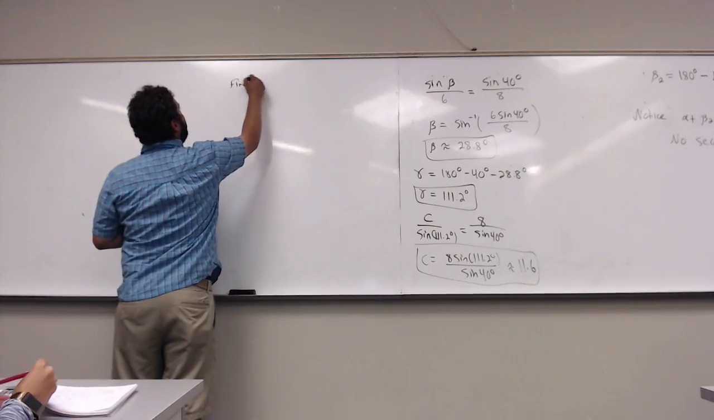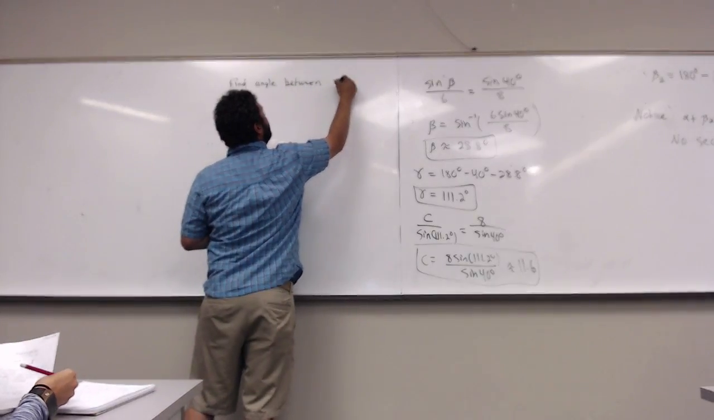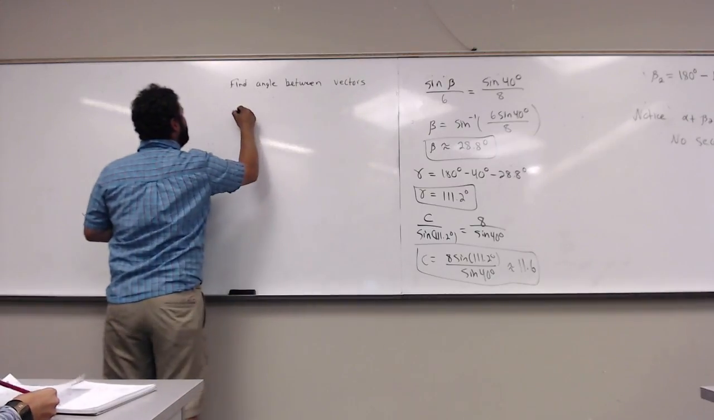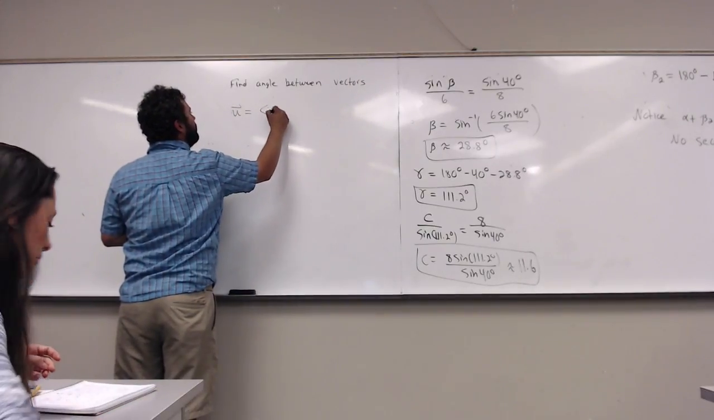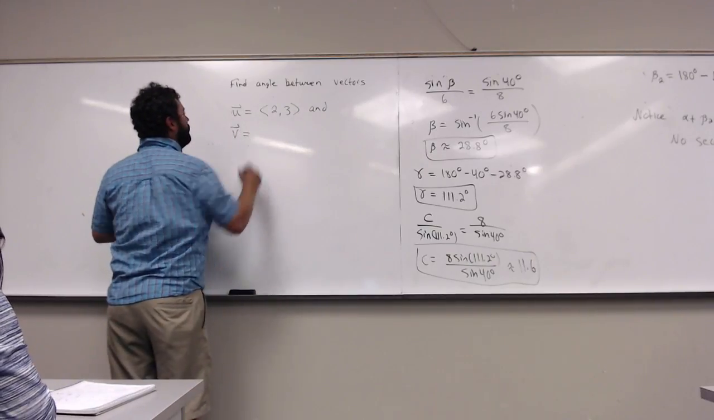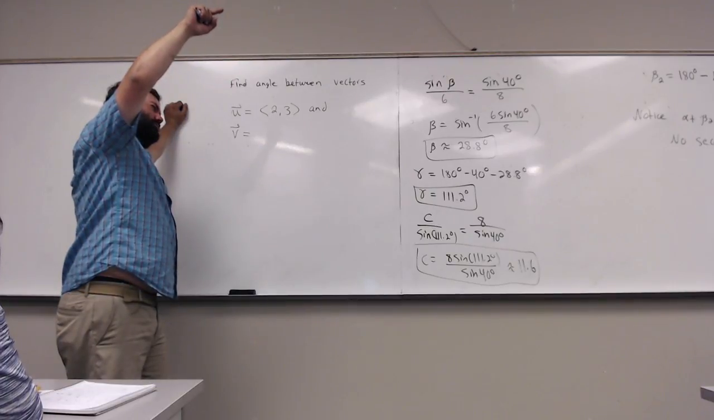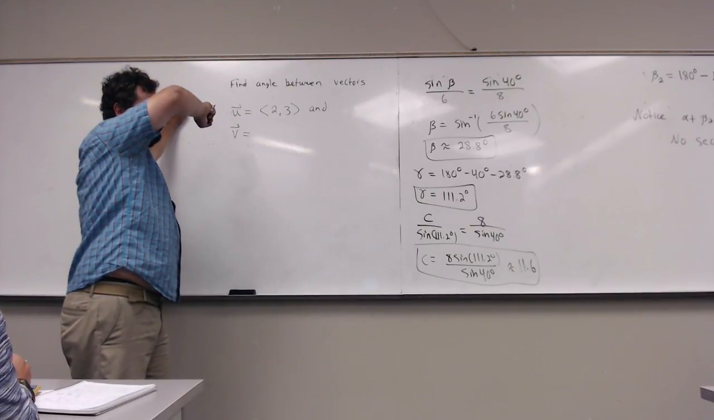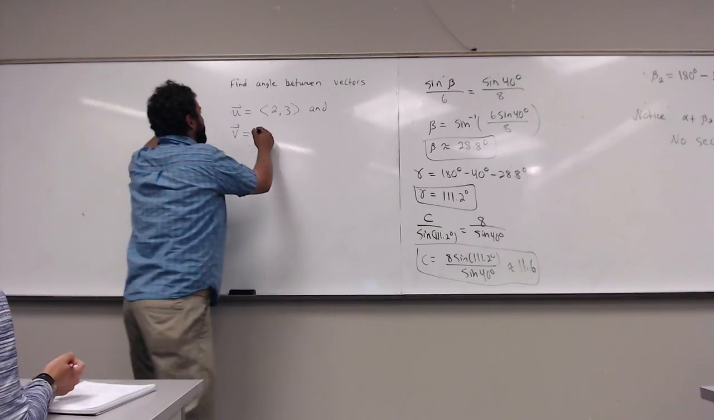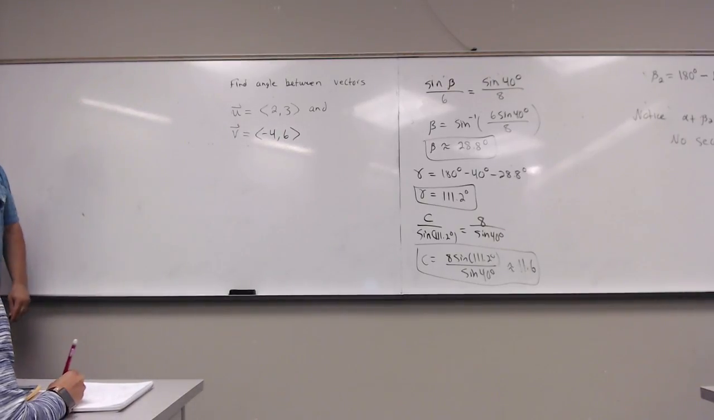So find the angle between the vectors u equals, I'll just make something up, 2, 3, and v equals, now I gotta think so it's not stupid. Okay. And let's do v equals negative 4, 6.